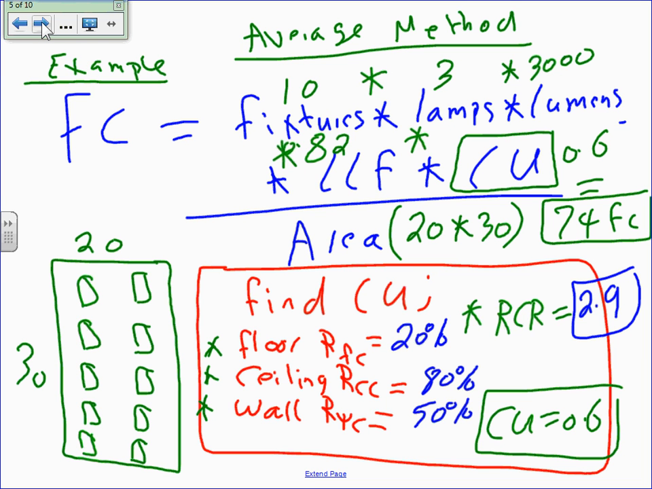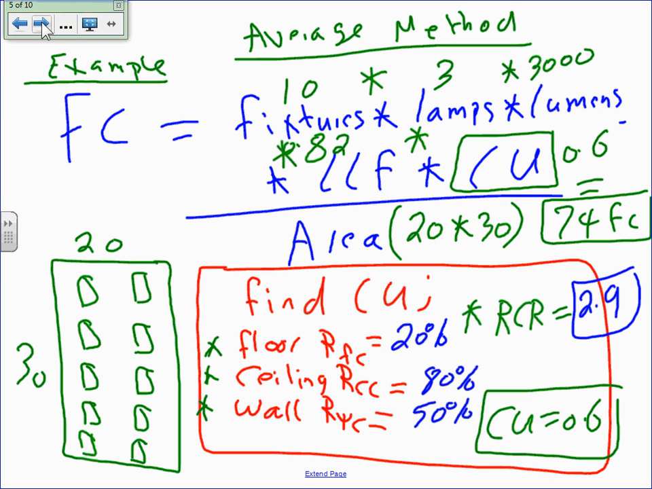So based on these, can you guys see which column I am looking at right now? 50. Everybody's at the 50 column? Right here, 50. And I need to cross-reference it with 2.9. Can you see, guys, the first column is RCR. Is that familiar to you? This is the room cavity ratio. Based on the room cavity ratio and the reflection, I can find the coefficient of utilization. Mine is 2.9.